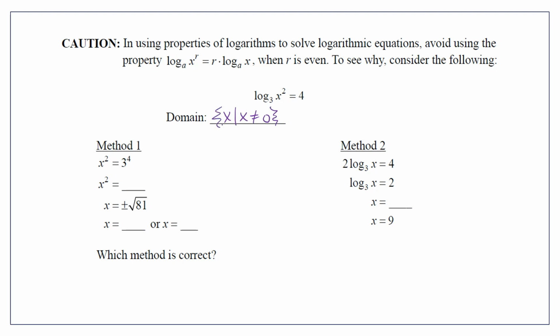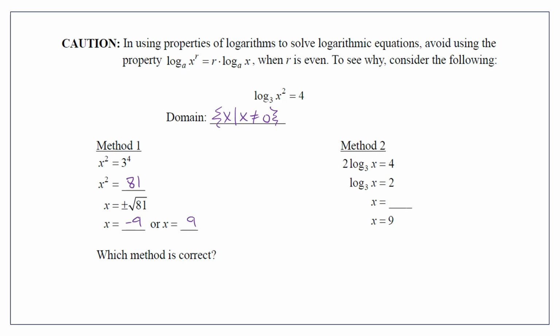Okay. So if we look at our first method here, we can rewrite this as an exponential statement where we'll have x squared equals 3 to the 4th. So then we'll have x squared equals 81, which we can then take the square root of both sides, which then gives us negative 9 and 9 as our solutions.